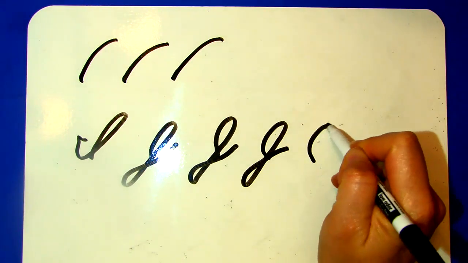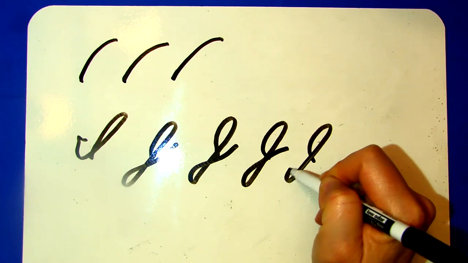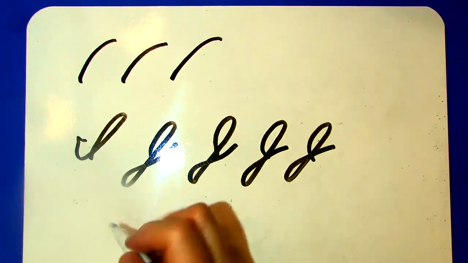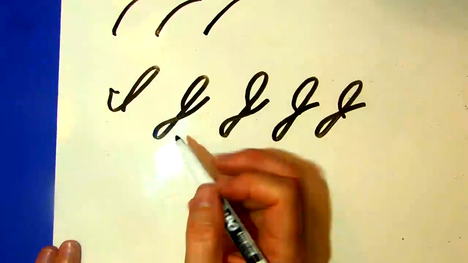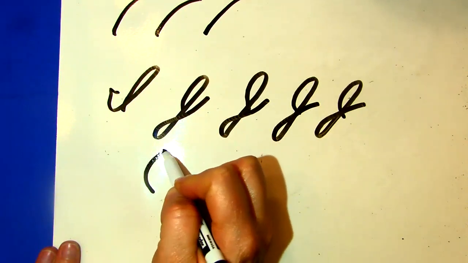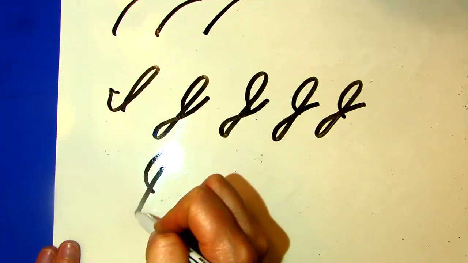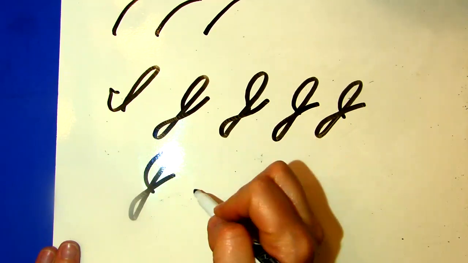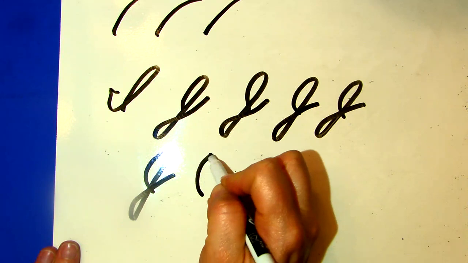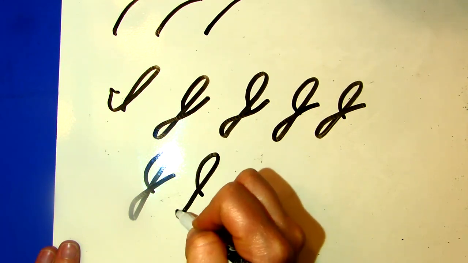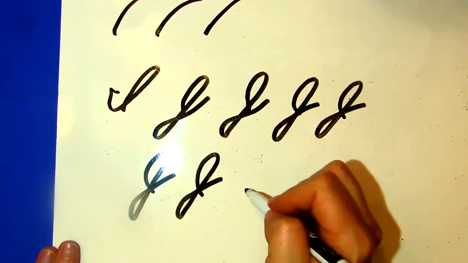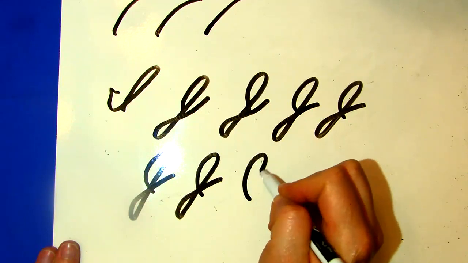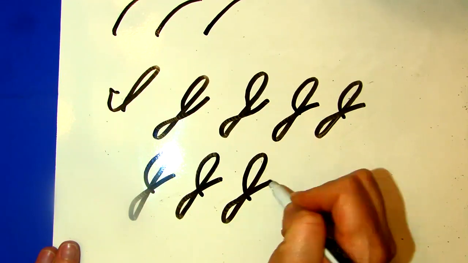Up and over curve, loop, tail. Up and over curve, loop, drop to the basement, give it a tail that goes back, undercurve. Up and over curve, loop it, drop to the basement, loop back, tail.